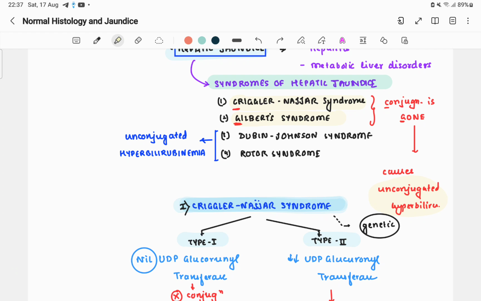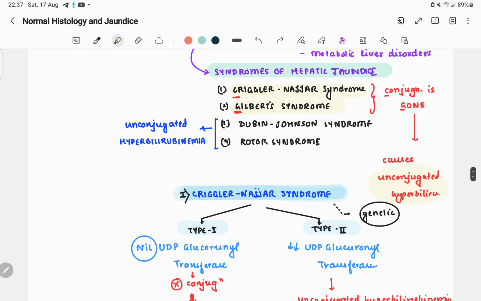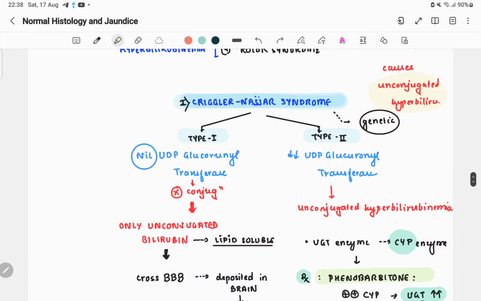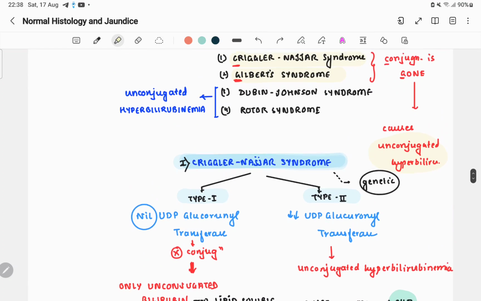So here Crigler-Najjar and Gilbert, you can remember like this: C and G means conjugation is gone. So if the conjugation is gone, it causes unconjugated hyperbilirubinemia. And in Dubin-Johnson and Rotor syndrome, conjugation is present. So here, sorry, conjugated, not unconjugated. Here it is conjugated.